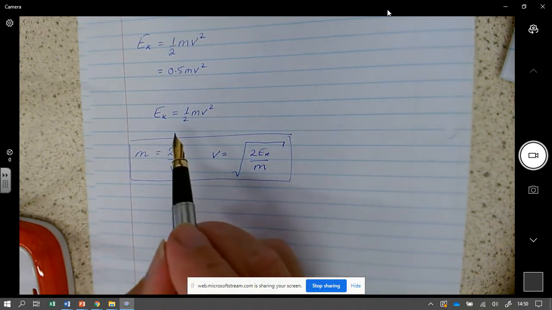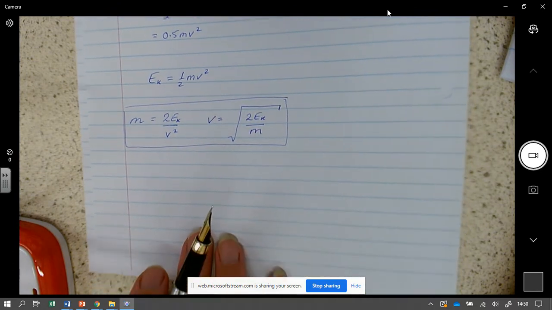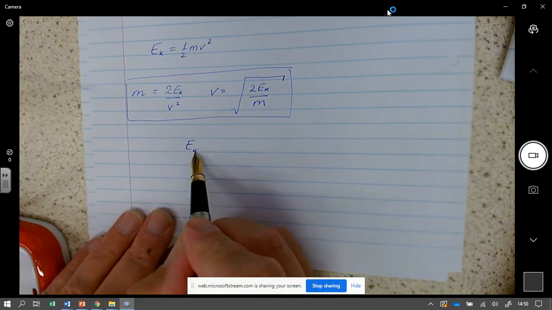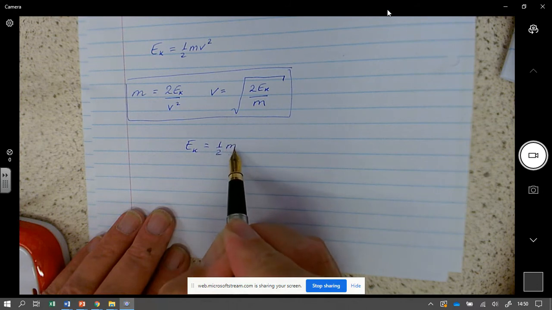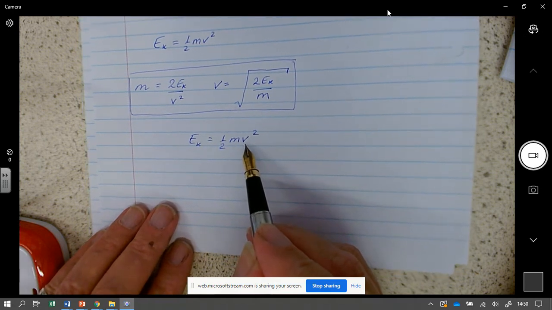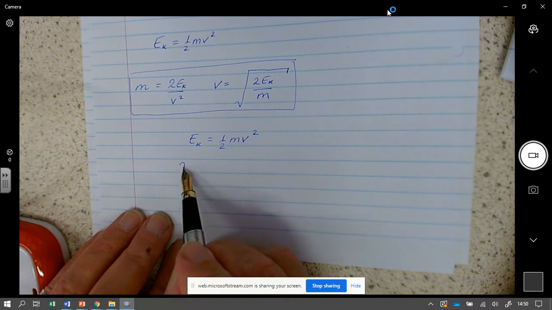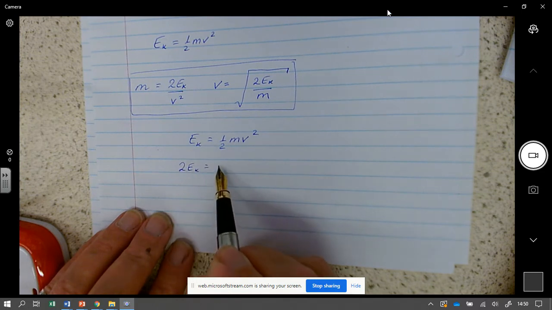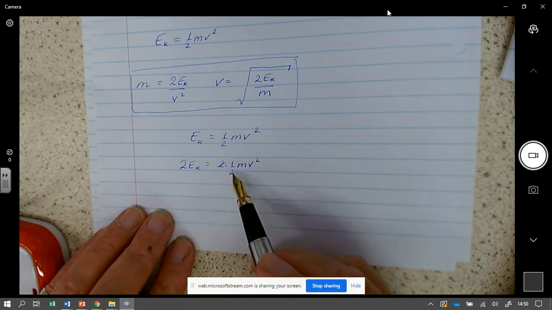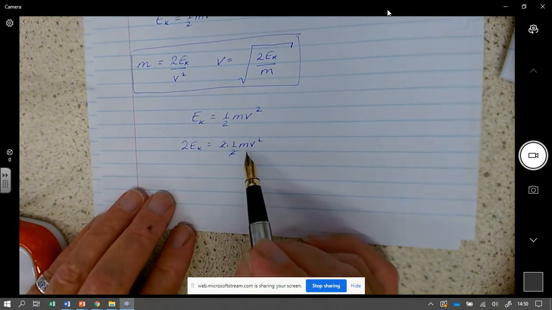Now, if you want me to show you how to get to that step by step, I can do that. If not, just fast forward the video, but let's have a look. We start off with EK equals a half mv squared. I want the v on its own on this side, so I've got to get rid of this half. So if I multiply both sides by 2, I get 2ek equals 2 times a half times mv squared. What happens? That cancels out. And I want to get rid of the m, so I divide by m.